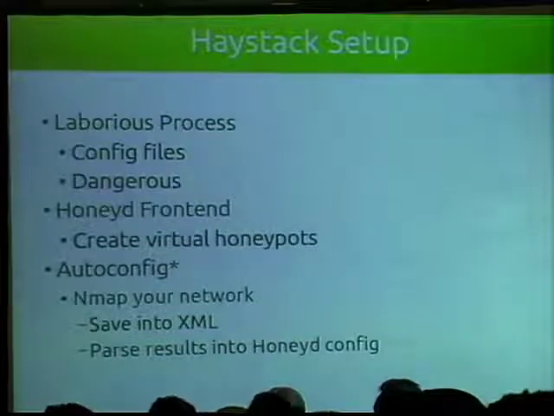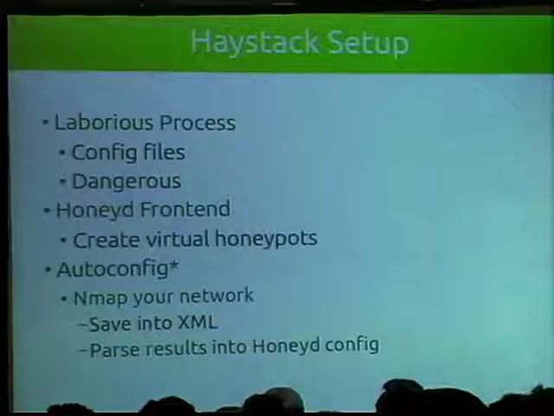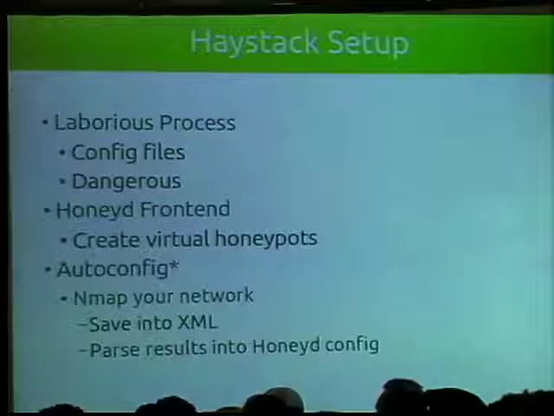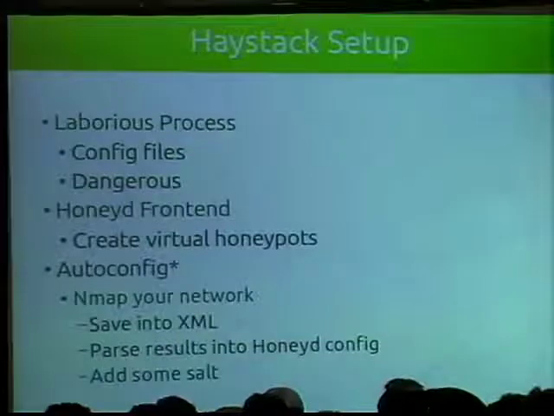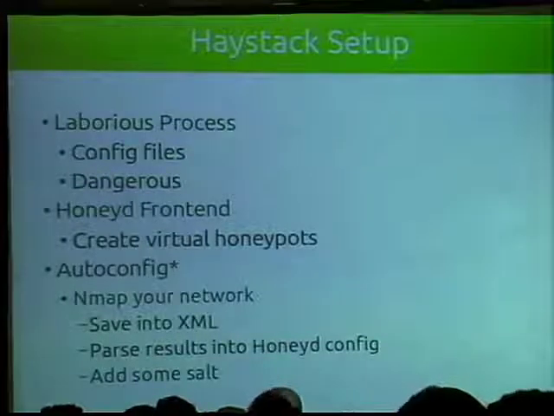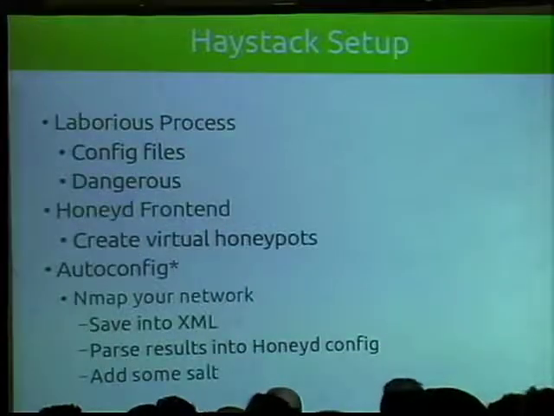So you have a slider bar. You can say, I want it really random or slightly less random. And then it makes one of these fake networks for you that looks like your network, but a little bit different. Or how different, depending on how much you want it to. So that makes setting this up super easy, which is kind of neat. And of course, the irony of using Nmap to then prevent Nmap is not lost on me. Adding salt, the randomness like I mentioned.